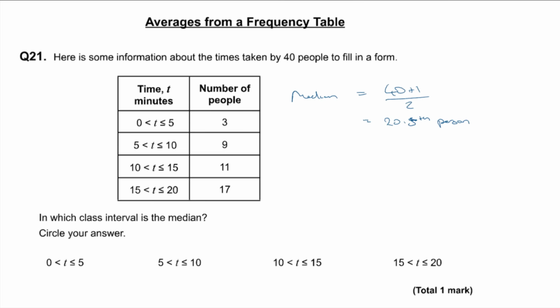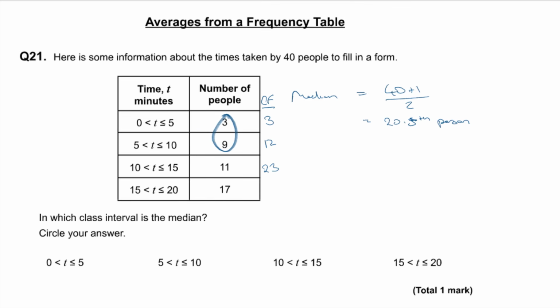So where is the 20th person? You can use cumulative frequency to track them down. So if we rank them from fastest to slowest, then the fastest 3 people are going to be ones with those times there, aren't we? And then the next 9, the next fastest, are going to be those 9 there. That takes me up to 12 people altogether. So the first 12 people are in there. And then the next 11 people are in the next group. That takes me all the way up to person 23.